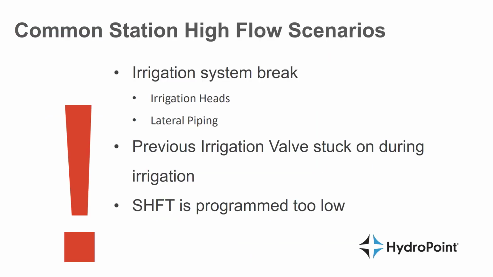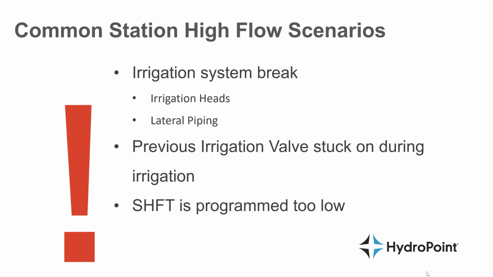The most common station high flow scenario is that there's a break in your irrigation system. Maybe your irrigation heads have broken. Maybe your lateral piping has given way. But there's something going on with that station that has driven up the measured flow value or increased the amount of water that that station is using.